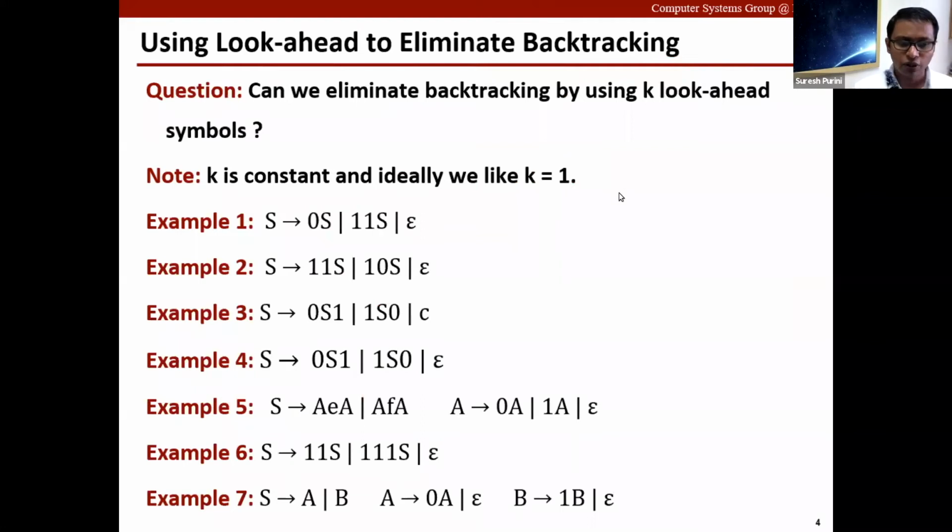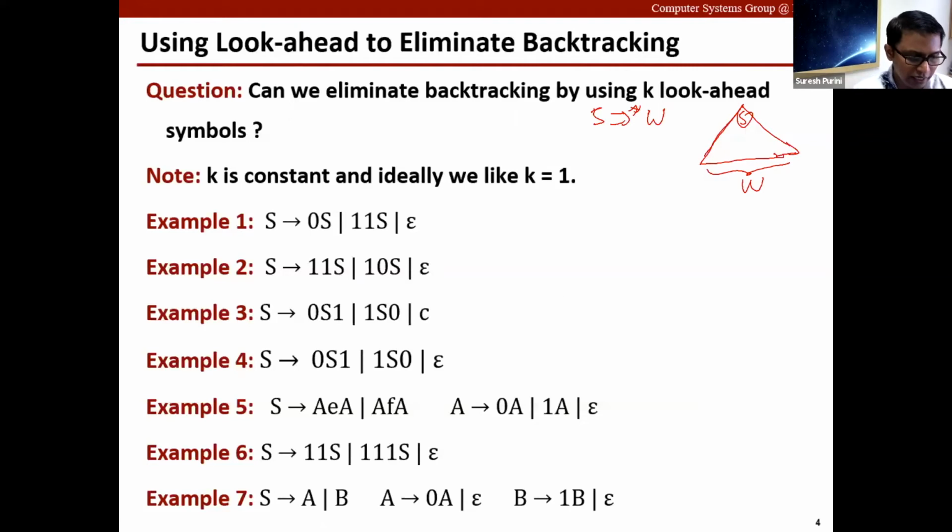So what is our goal? Our goal is to construct the parse tree for a given input string without backtracking. We want to construct the derivation starting from the start symbol S to W, or in other words, we want to construct the parse tree associated with the string W without backtracking.